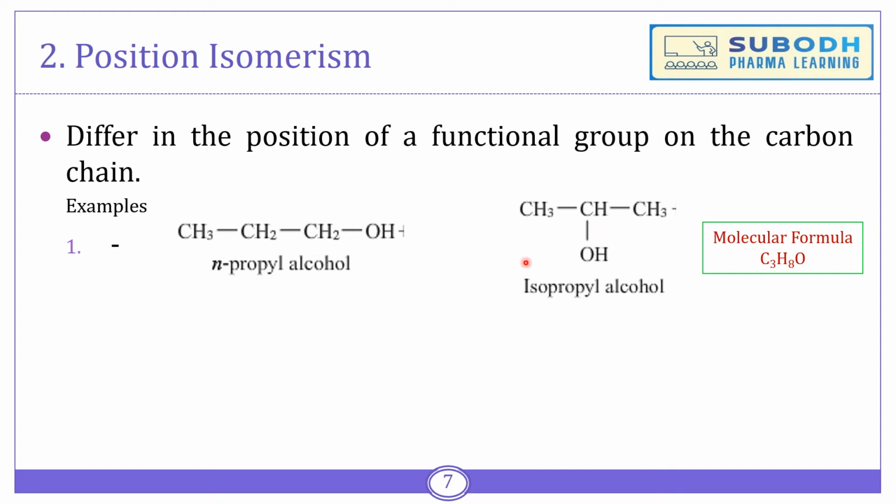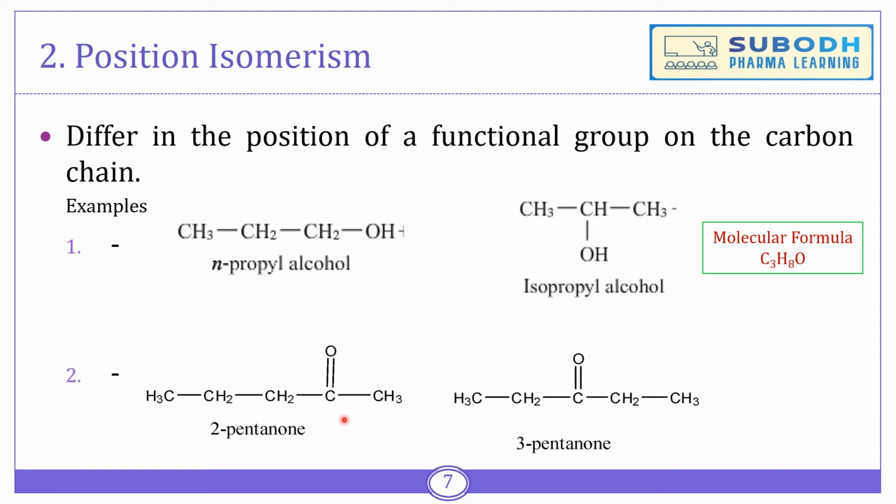Now, we will see the second example of position isomerism of 2-pentanone and 3-pentanone. The functional group in this structure is ketone. In the 2-pentanone, the functional group C=O is attached at the second carbon atom, and in the 3-pentanone, the C=O group is attached at the third carbon atom.